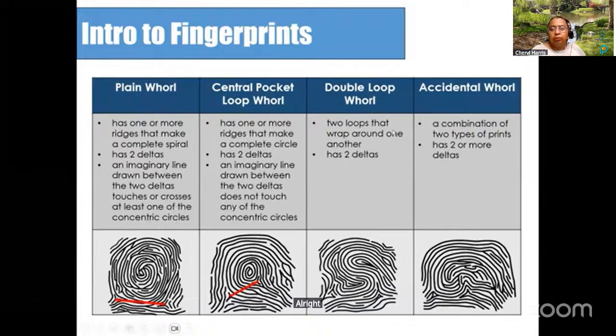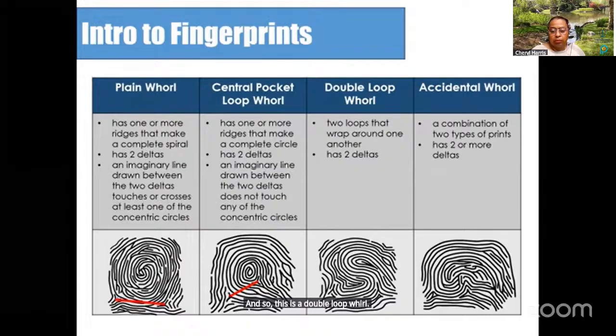All right, the double loop whorl is going to be two loops that wrap around each other, and oftentimes they'll make sort of this S pattern. So anytime you see a fingerprint with this S pattern, it's usually because two loops have intertwined. In these fingerprints, we're going to see two deltas, and so this is a double loop whorl.